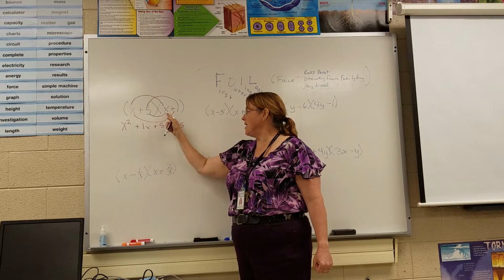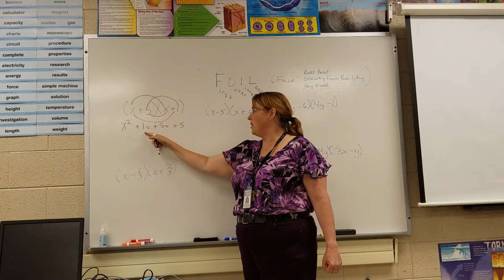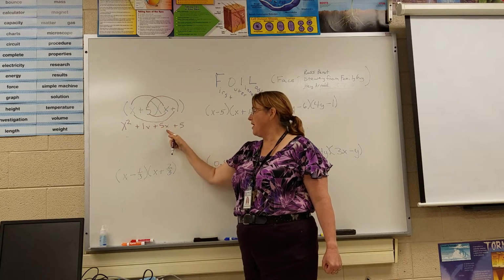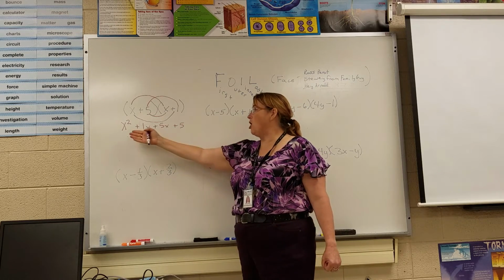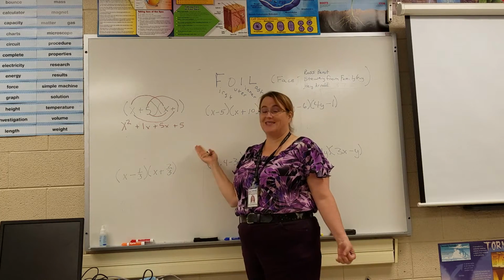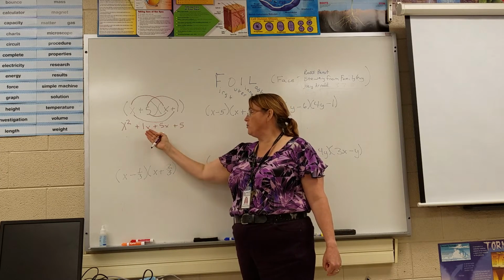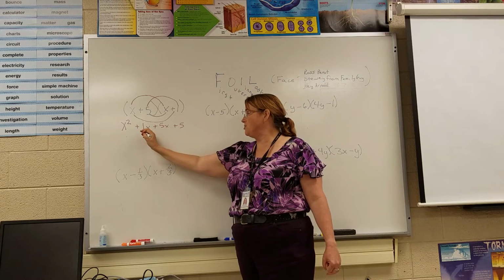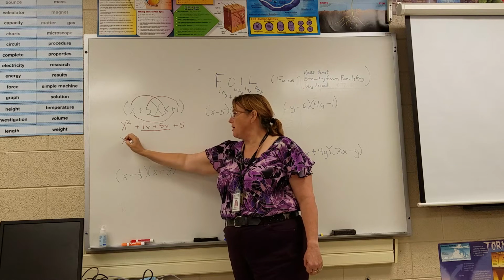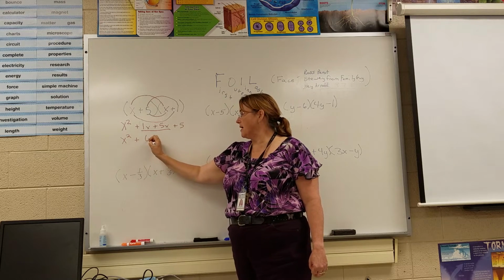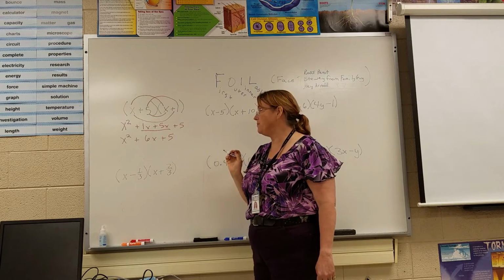So x times x is x squared. X times 1 times x is 1x. 5 times x is 5x. 5 times 1 is 5. Now, this is a long expression that we need to simplify. So we look for anything that's alike. We have an x squared, we have 2 x's, and we have a 5. These two are common. We can combine them. So you have x squared plus 6x plus 5. That would be this one FOILed.